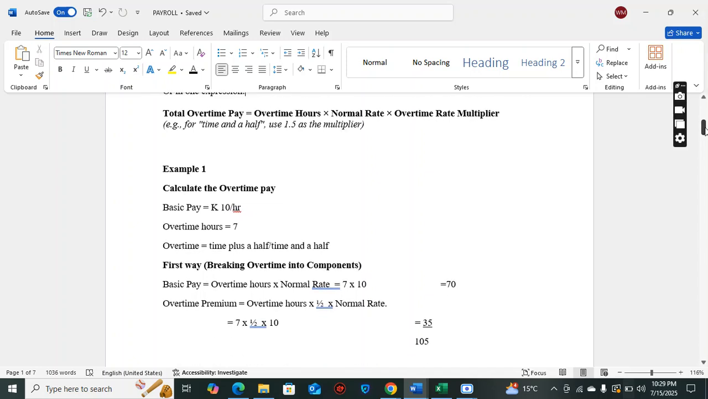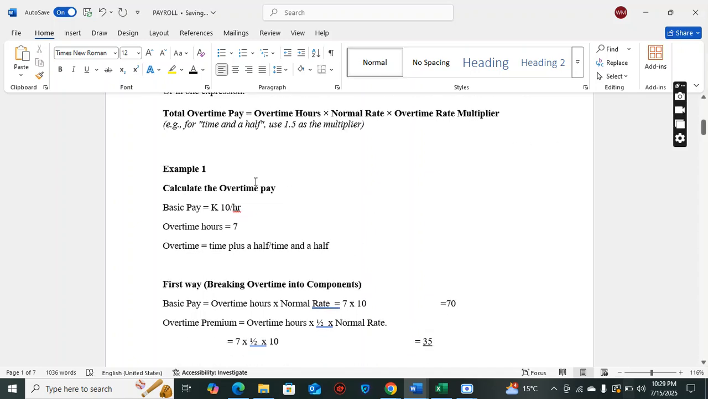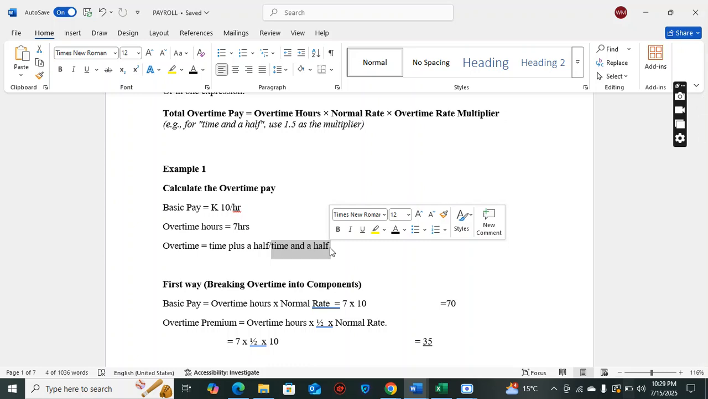We've got a worker. His basic pay is 10 kwacha per hour. His overtime hours, 7 hours. Overtime is paid at time plus a half, or time and a half. So we need to calculate the overtime pay for this person.